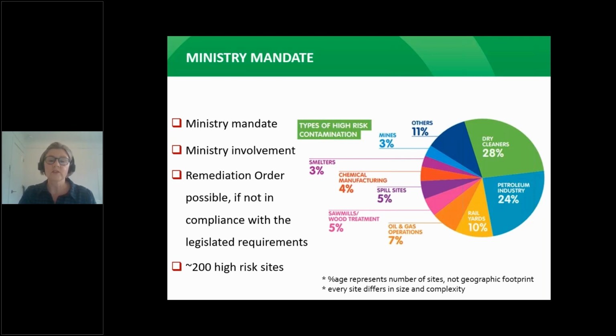So currently, nearly 200 contaminated sites in the province are classified as high risk. On the pie chart here on the right, it demonstrates the breakdown of high-risk sites by the types of industries. As you can see, dry cleaners represents the biggest group of sites that are considered high risk, followed by contaminated sites within the petroleum industry, could for example be gas stations. Next slide, please.